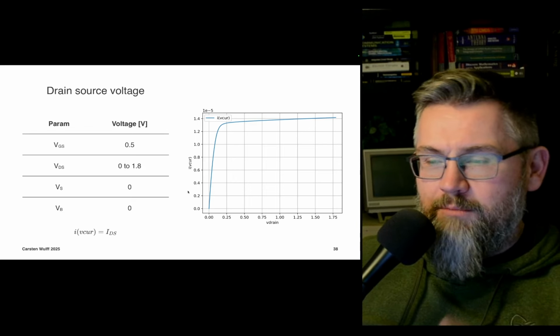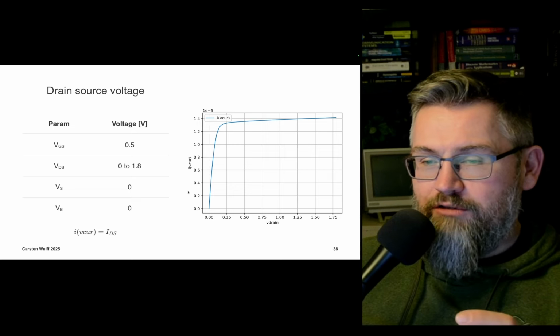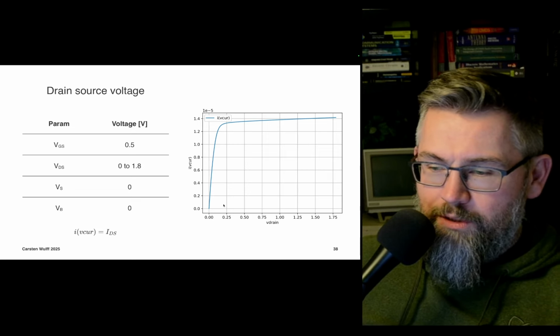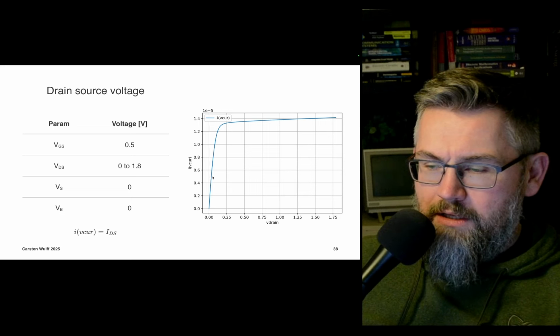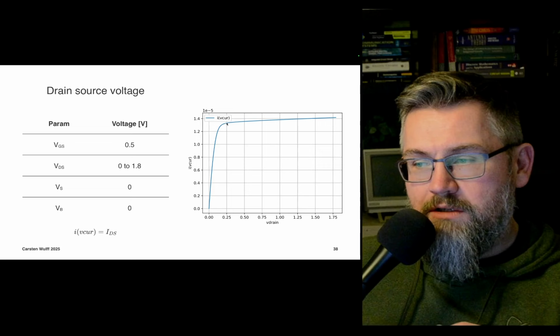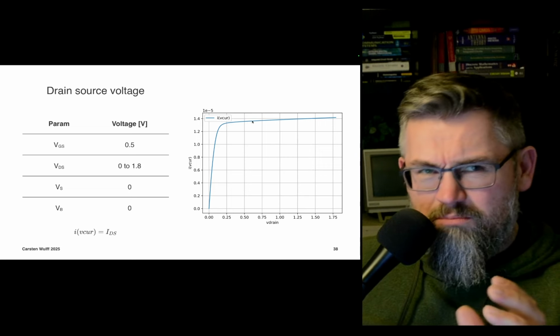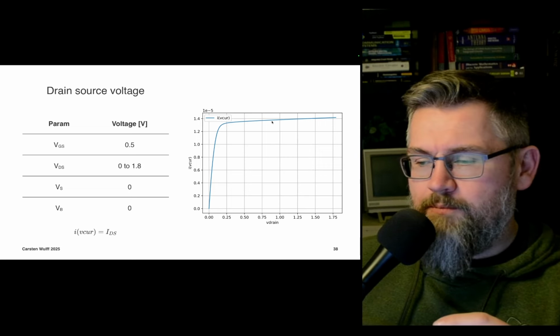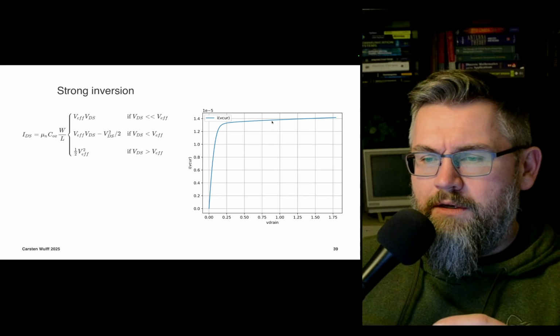Yes. So that means that as we modulate the drain source voltage now, we can actually see that initially the current increases with the drain source voltage, but at some point it kind of slows down. It still changes a little bit, but not that much. So what's the reason for that?